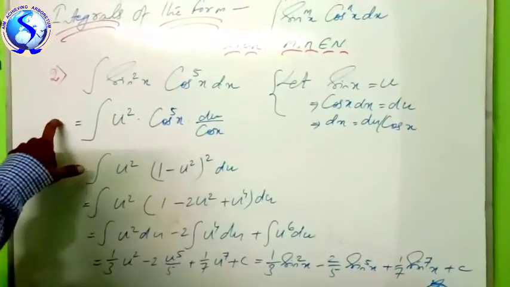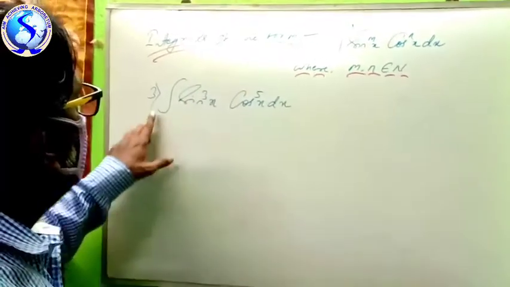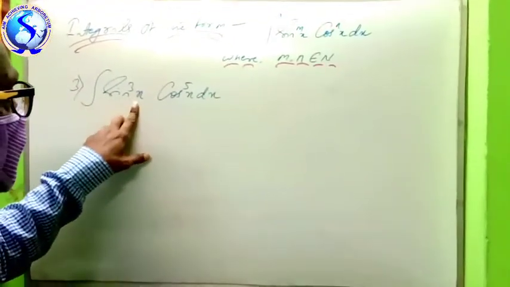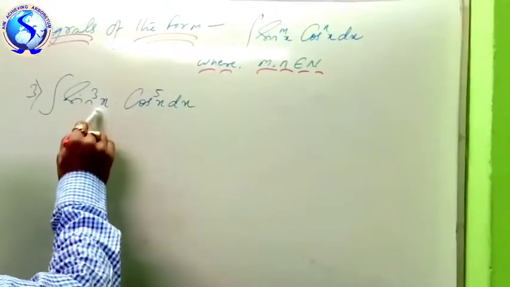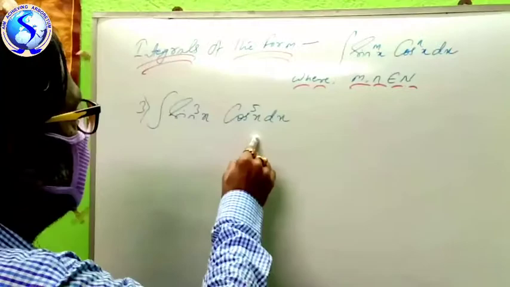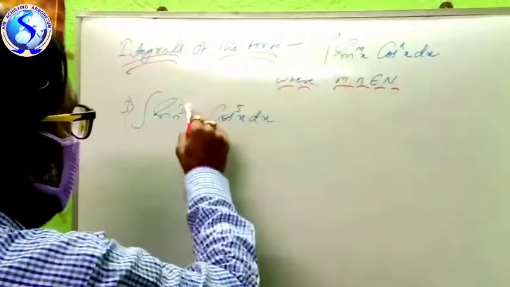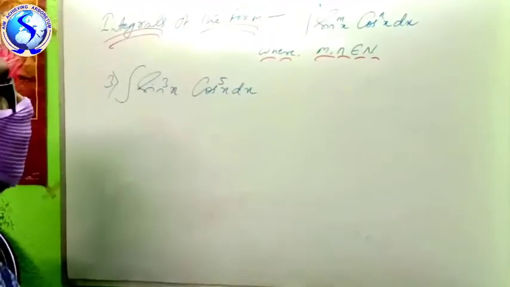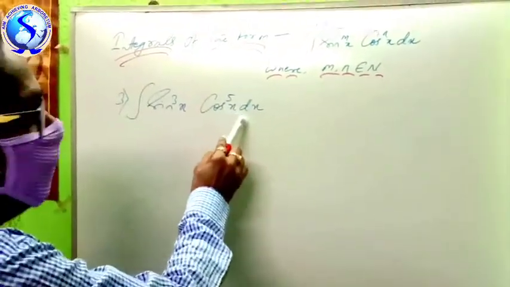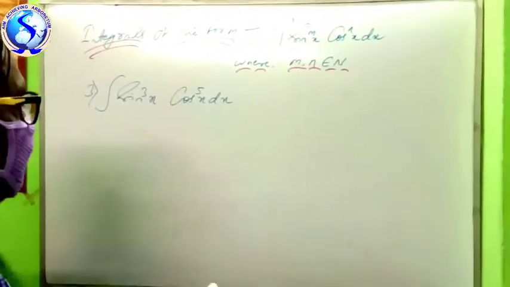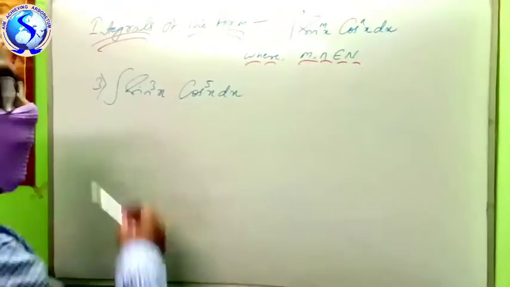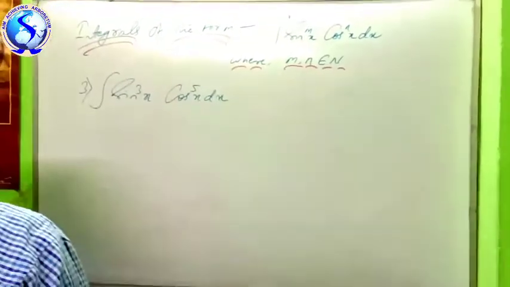Let us go to question number 3. Sin cubed x into cos to the power 5 x dx. Here both the power of sin x and cos x are odd numbers, meaning m is 3 and n is 5. Whenever the powers of sin x and cos x are both odd, you can take any one as the substitution. Either sin x equal to u, or cos x as u. Let us see. I am taking cos x as u.